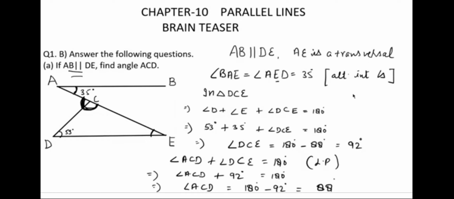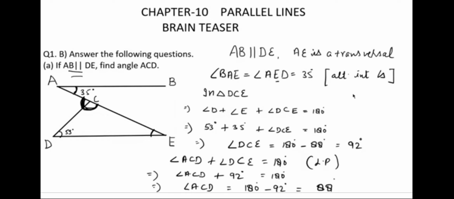In triangle DCE, students, look the triangle DCE. In this triangle, we can write angle D plus angle E plus angle DCE is equal to 180 degree because this is a triangle. Angle D is given 53 degree. So we write at the place of angle D 53 degree plus 35 degree, angle E just we got, plus angle DCE is equal to 180 degree. When we solve it, we get angle DCE is equal to 180 minus 88 is equal to 92 degree.